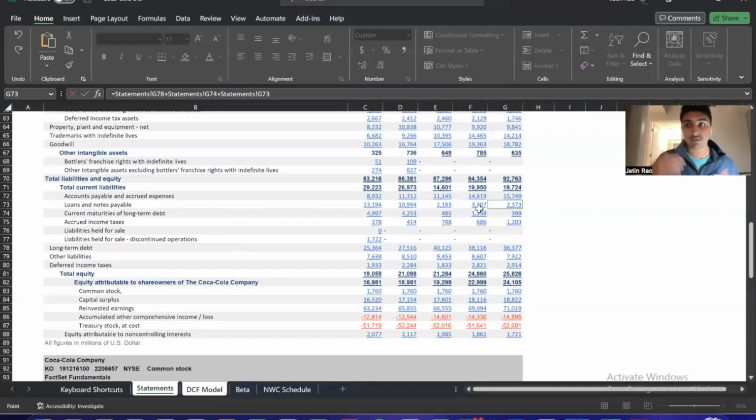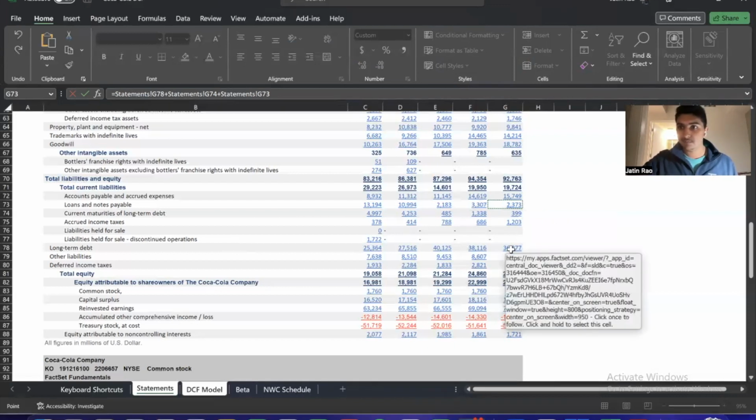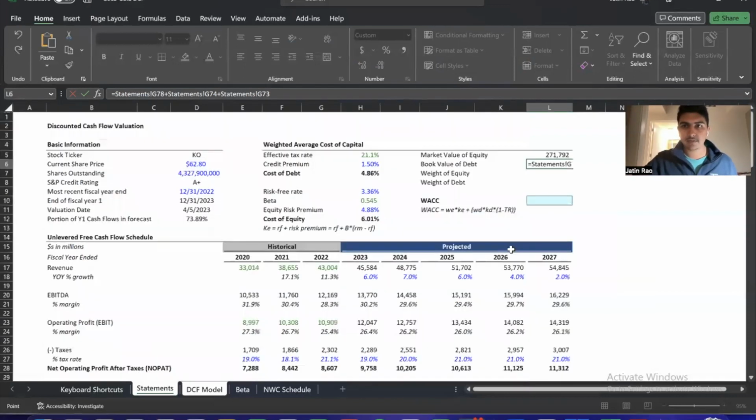Loans and notes payable, which is short-term debt. Current maturities of long-term debt, which is, of their long-term debt, any debt that's due right now, and long-term debt that's due more than a year from now. So these are the three items.